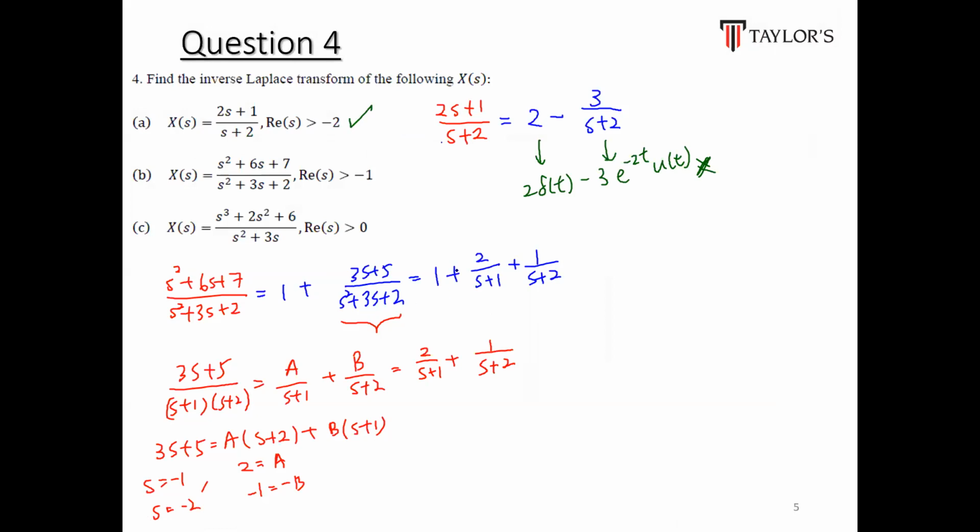Now we do individual inverse Laplace. 1 becomes delta t. 2 over s plus 1 becomes 2e negative t ut. 1 over s plus 2 becomes e negative 2t ut. All right, so that's the final answer. And it's positive ut because of this, because the region of convergence is greater than negative 1.